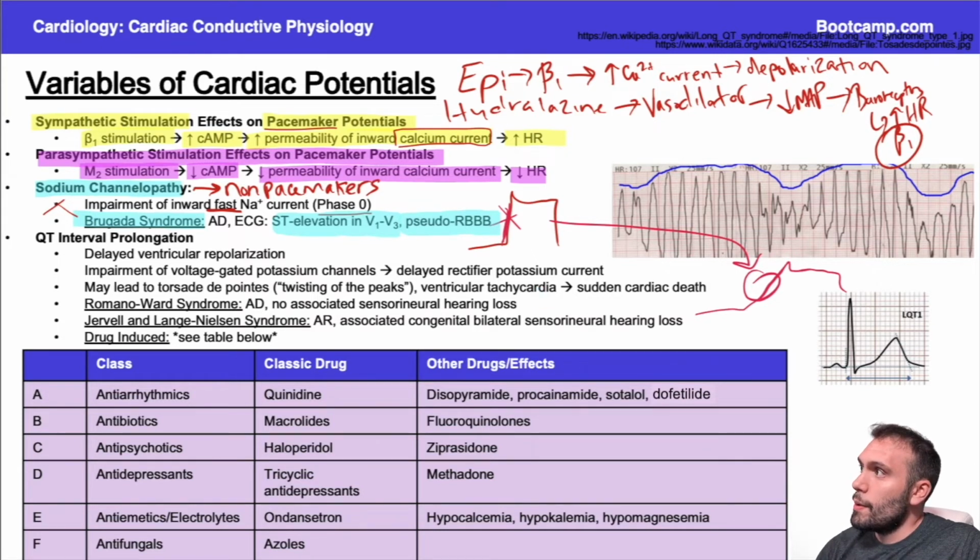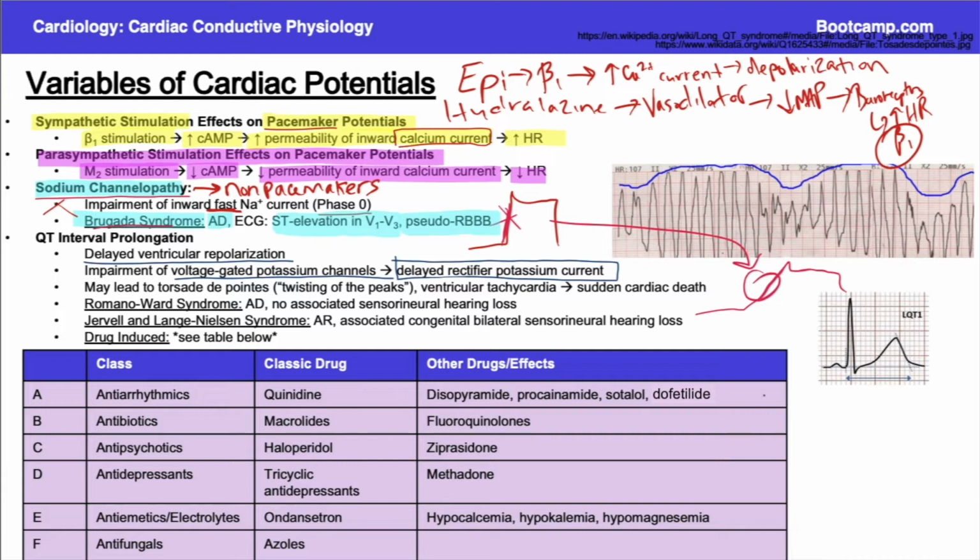And the thing to remember here is that the sodium channelopathy, the Brugada syndrome, which by the way I also forgot to mention, it's autosomal dominant, is very similar to some of the QT prolongations, but the thing that differentiates it is the channel that's involved. So again, this is sodium channelopathy for Brugada syndrome, whereas with QT prolongation, it's primarily going to be an impairment of the voltage-gated potassium channel, specifically, like we talked about, the delayed rectifier potassium current, which again is going to be responsible for repolarization. So you get a delayed ventricular repolarization.